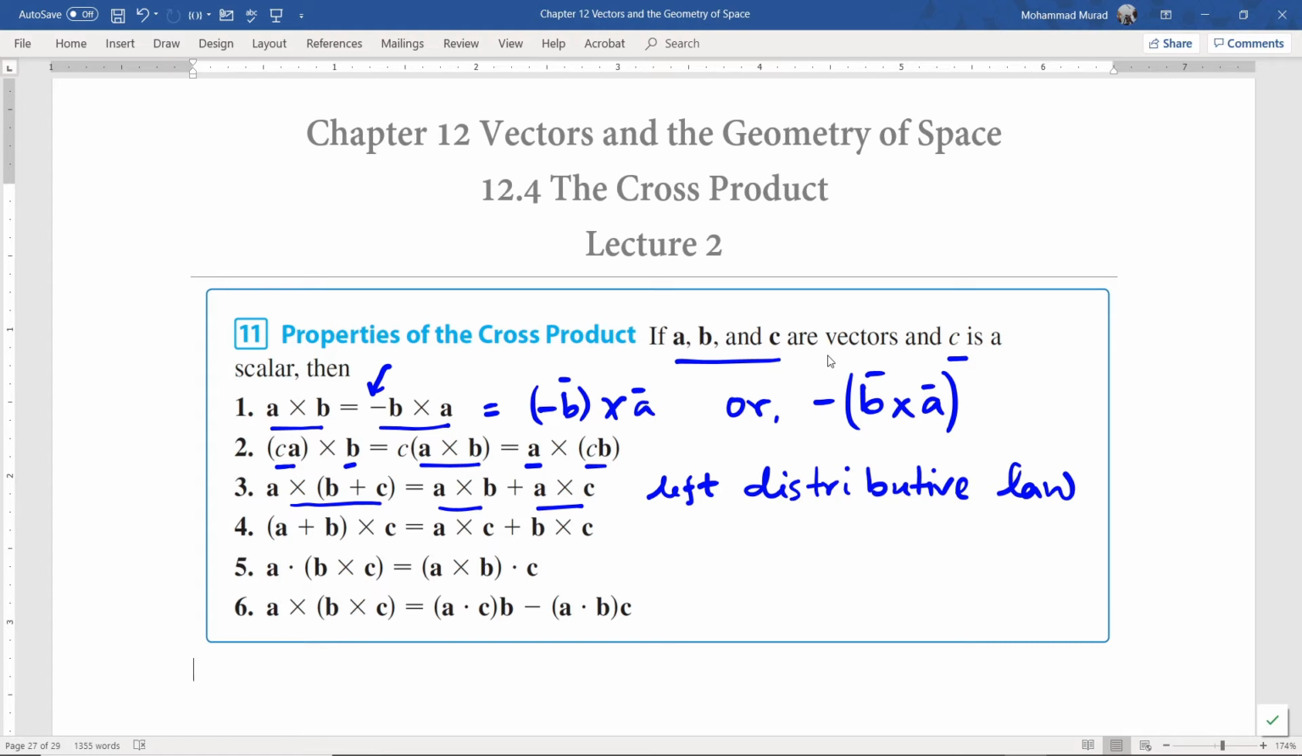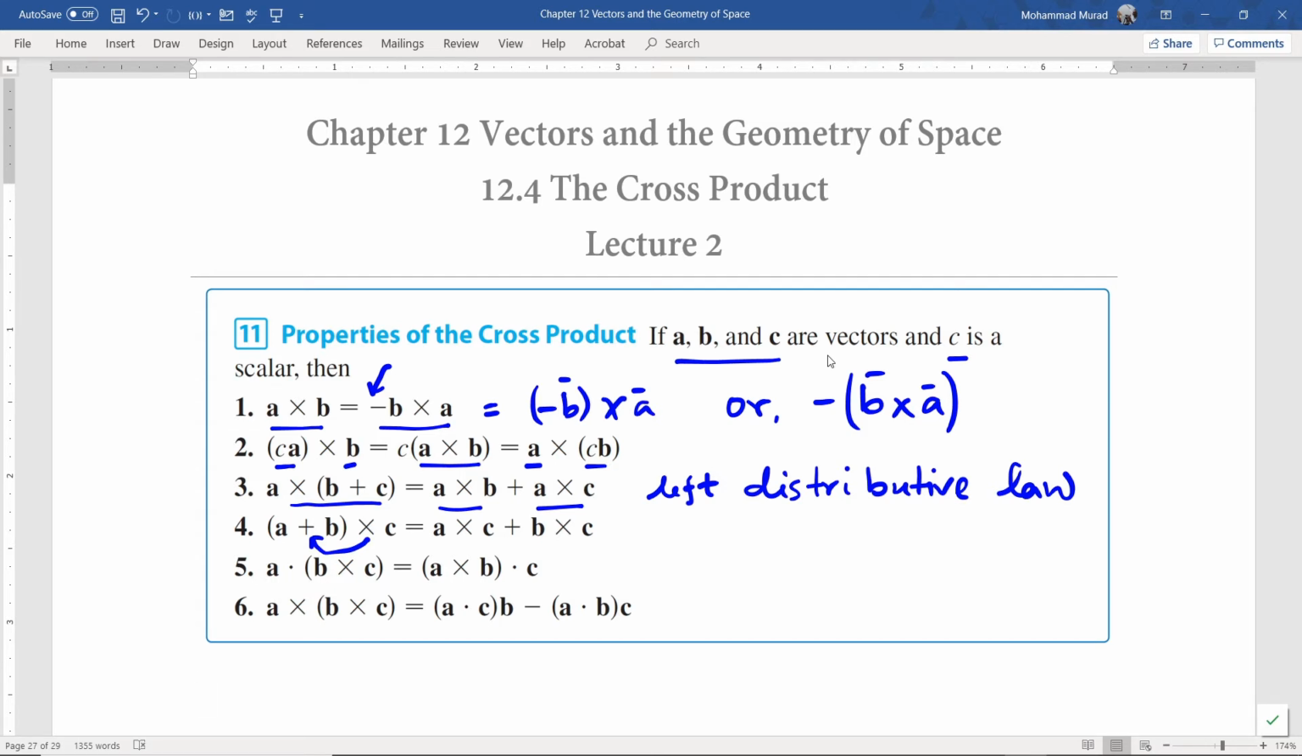Similarly, property 4 says (A plus B) cross C equals A cross C plus B cross C. So the cross product distributes over the plus sign from the right too.